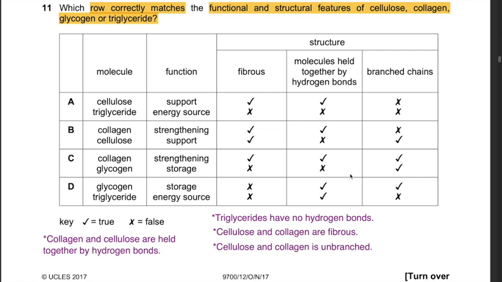Why is row D incorrect? Because under the column molecules held together by hydrogen bonds for triglyceride, they have put true. However, triglycerides have no hydrogen bonds. Therefore, row D is also incorrect, leaving us with the only possible answer being row A.